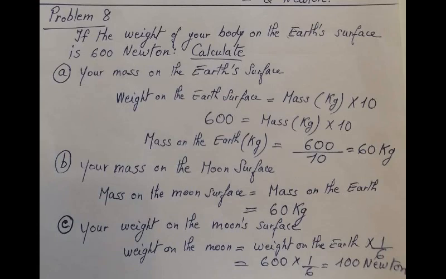The second requirement: your mass on the moon's surface. Mass on the moon's surface equals mass on the earth. It doesn't change. Equals 60 kilogram. Number C: I need to find your weight on the moon's surface. Weight on the moon's surface equals weight on the earth times 1 over 6. My weight on the earth's surface was 600 Newton. 600 times 1 over 6, meaning 600 divided by 6, equals 100 Newton.